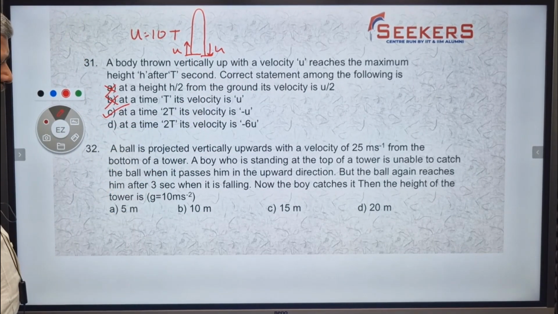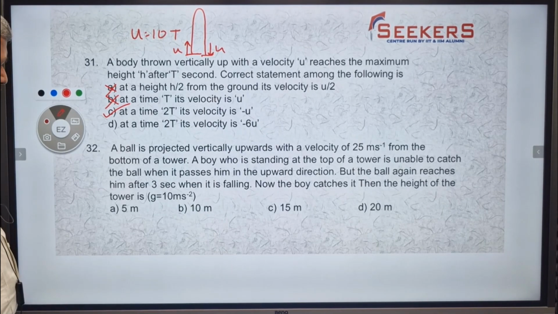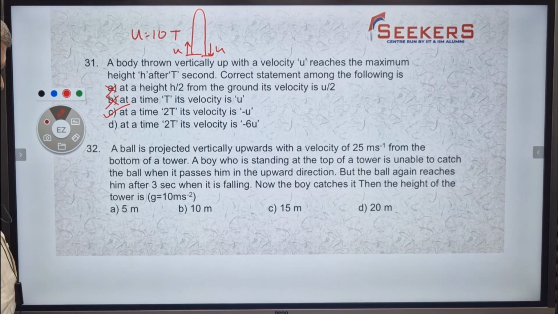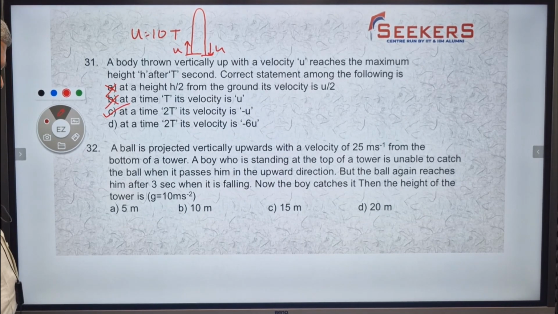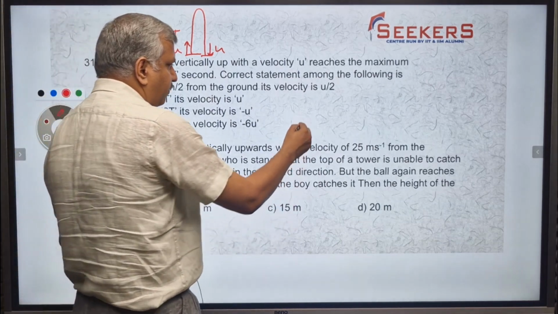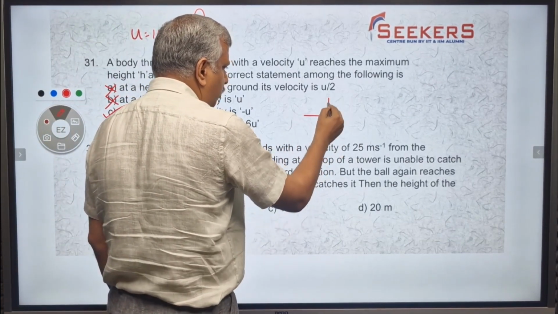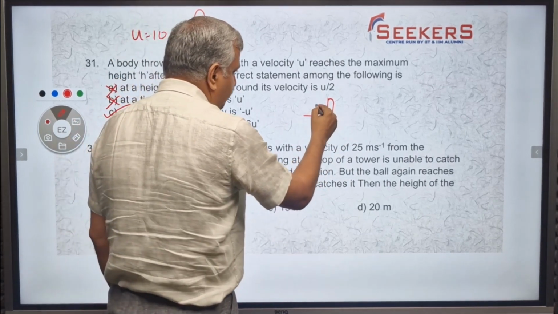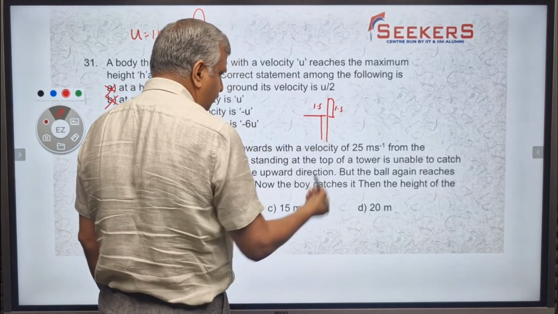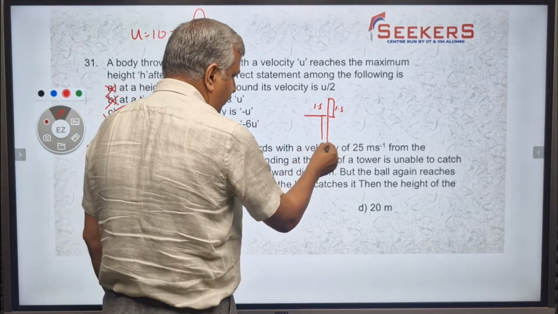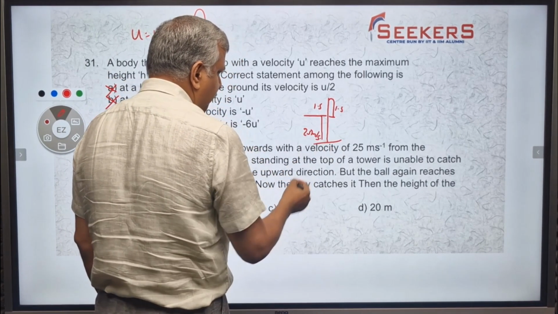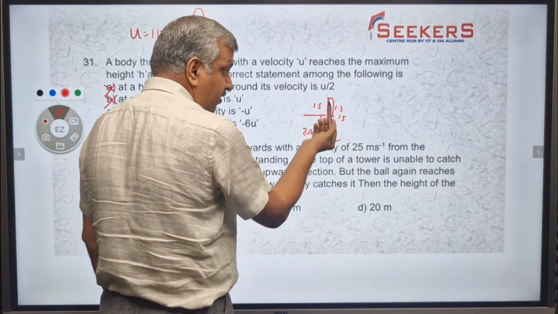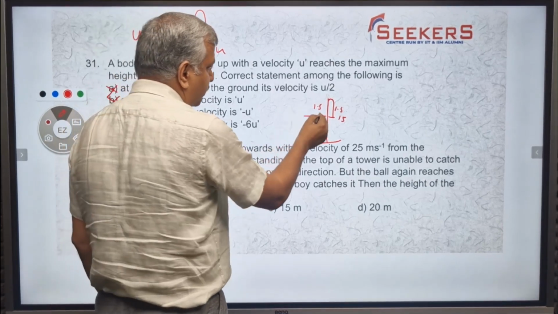A ball is projected vertically upwards with a velocity of 25 meters per second from the bottom of a tower. A boy who is standing at the top of the tower is unable to catch it when it passes him in the upward direction, but the ball again reaches him after 3 seconds. So there is a tower, a ball was thrown, he couldn't catch it, but after 3 seconds he was able to catch it. So after 3 seconds means it is 1.5 to go up, 1.5 to come down. So this was 25 meters per second. So 1.5 means what? This must be 15, only then it will go, because deceleration is 10. So per second it will reduce by 10. So this must be 15 here.